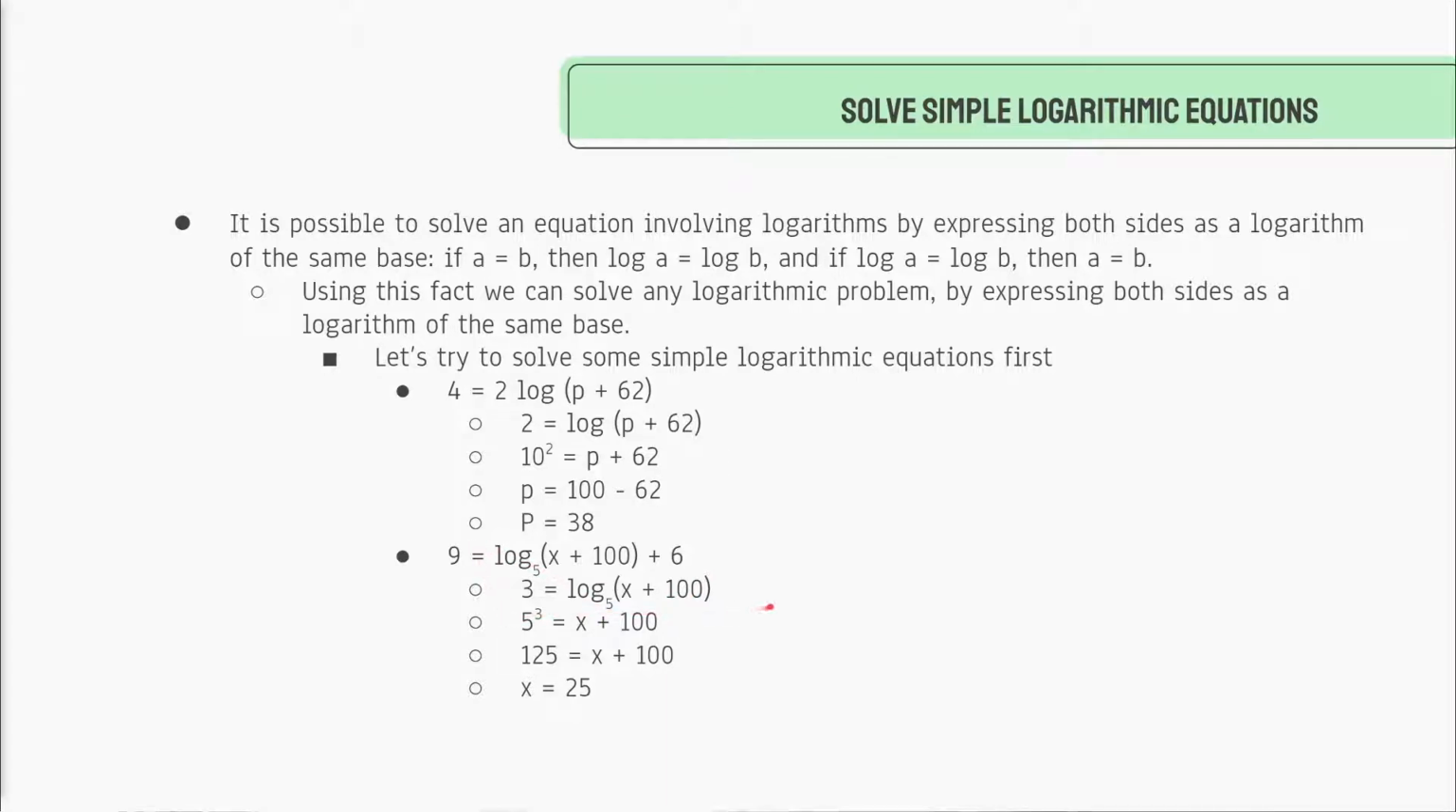Again, writing this in exponential form, we have 5 as our base, 3 is our exponent, and whatever was in the brackets is our answer. 5 to the power of 3 is 125. We substitute that in, and so we get this here. Isolating for x is now just a mere moving of plus 100 to this side. So 125 minus 100 is 25. Therefore, we found that x equals 25.